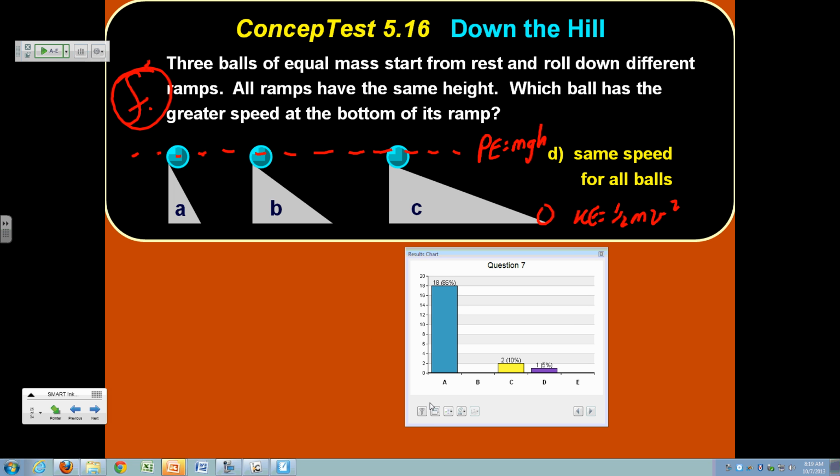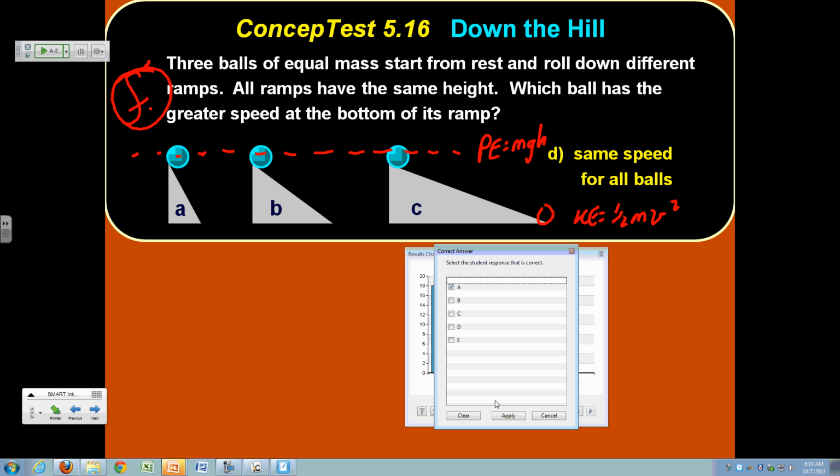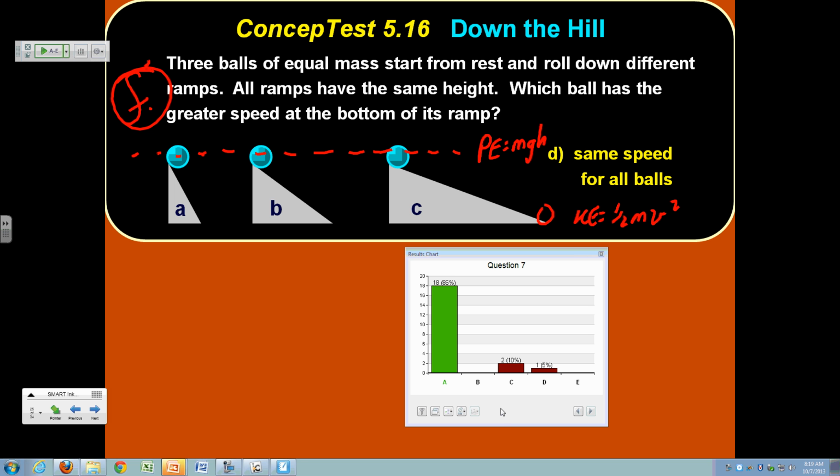Very good. A is going to be going faster because that frictional force has less time or less distance to act over, and so it takes less energy away from the ball. So A is the correct answer.